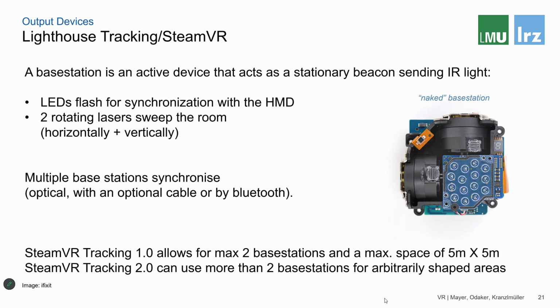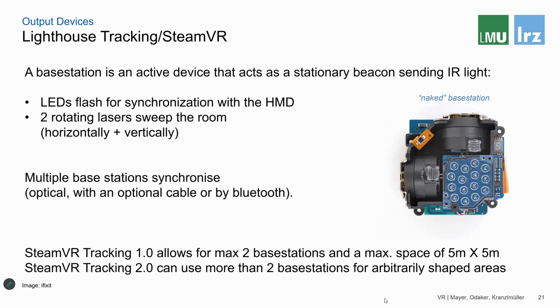It's just a stationary beacon, so it's quite a stupid device in some sense. And what happens is that the flashing LEDs are used to synchronize. So the flashes tell the head-mounted display that a new cycle starts. And the 2 lasers are used to sweep the room, one horizontally and one vertically. So it's always flash, which means, okay, next cycle is starting, then one laser sweep, then the second laser sweep.